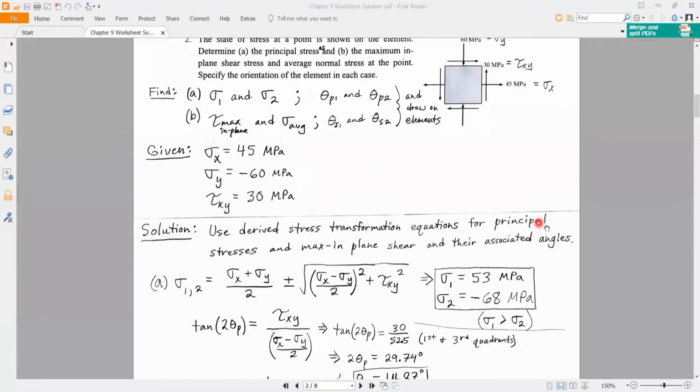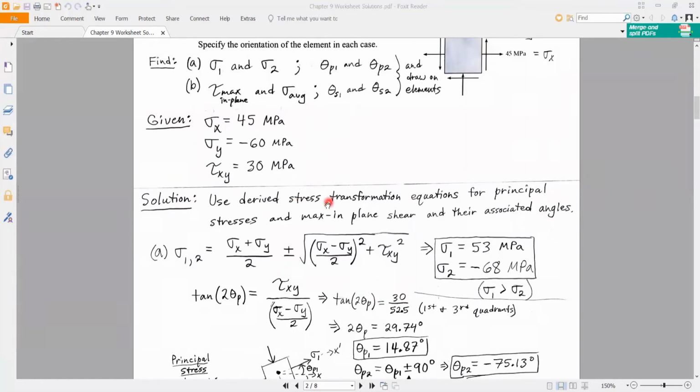All right, so our solution, we simply just need to plug everything into the equations that we derived in the Chapter 9b lecture. So we're going to use our derived stress transformation equations to find our principal stresses and max in-plane shear and their associated angles. Pretty straightforward. Right? So you just have to plug the numbers into the equations and know that sigma 1 is greater than sigma 2. Sigma 1 is our maximum, sigma 2 is our minimum normal stress at our point. So you have a positive 53 megapascals for sigma 1 and a negative 68 megapascals for sigma 2.